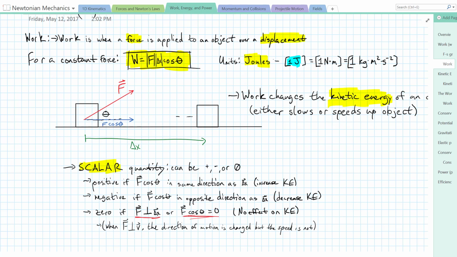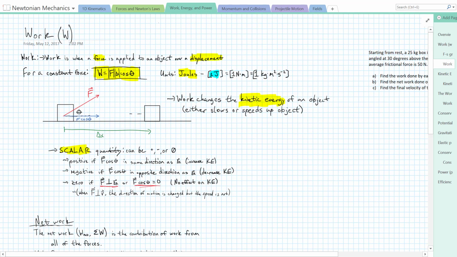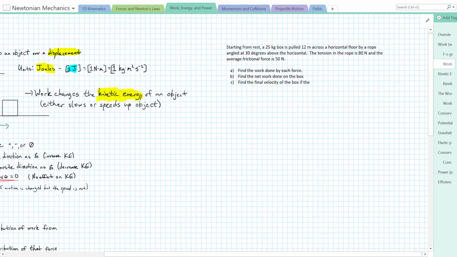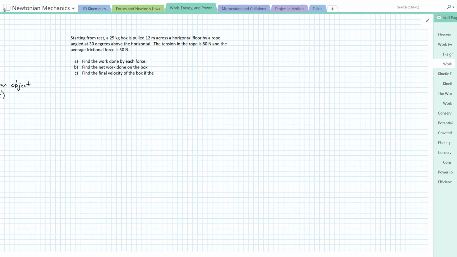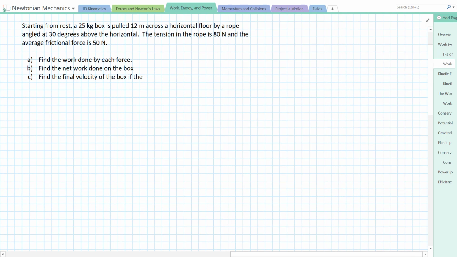So let's do an example problem and try and calculate some work done by a few different forces. Here is our problem. Starting from rest, a 25 kilogram box is pulled 12 meters across a horizontal floor by a rope angled at 30 degrees above the horizontal. The tension in the rope is 80 newtons and the average frictional force is 50 newtons. So we need to find the work done by each force, which means we're finding force times distance times cos of theta for each force.